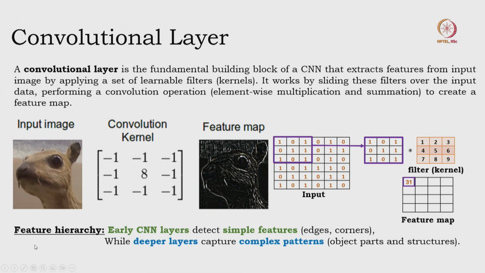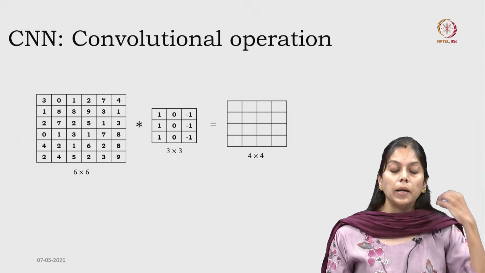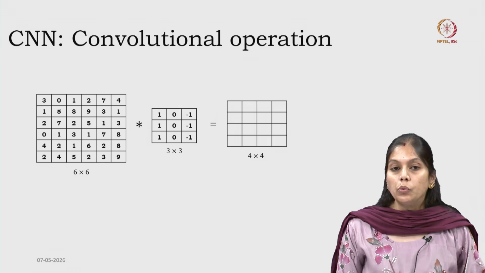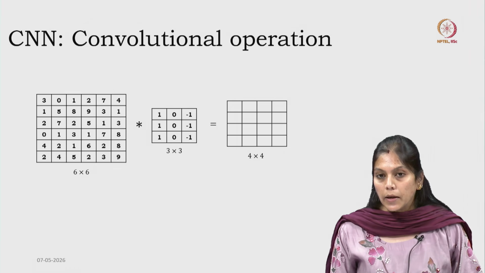Now, once we perform this entire operation, whatever the resultant matrix that we are going to get, that is the resultant matrix. So, it is a feature map. We call it a feature map. So, let us look into it in detail here. We have an input image which is 6 cross 6. We have considered a kernel which is of size 3 cross 3.